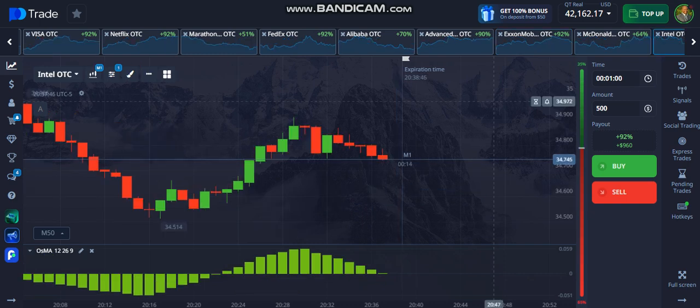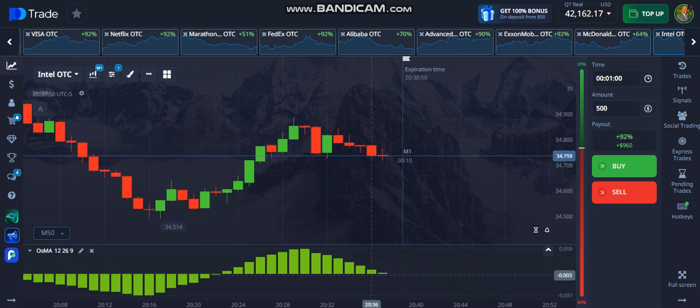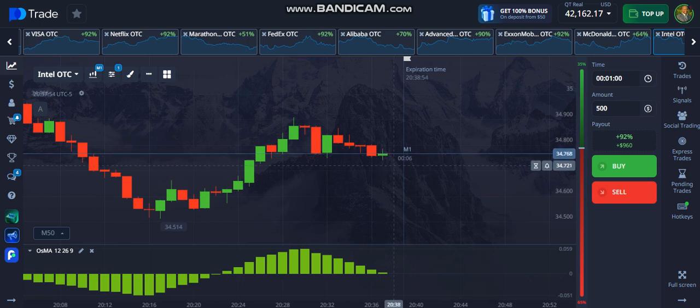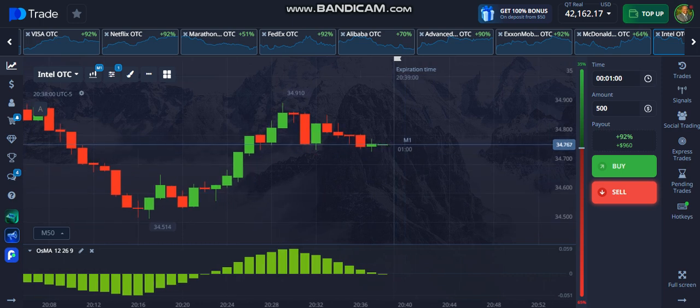Okay, I'm on Intel, same situation where the histogram is near the zero line and there's a bearish trend occurring. So we want the current candle to close red. If it doesn't close red, I won't take the trade. It's sort of trying to figure out. Okay, all right, you see that? The candle didn't close red, so I'm not going to take that trade. But let's pause the video and I'll probably come back to it and try again.